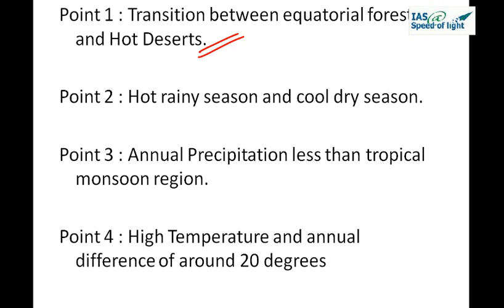The second point is that it has a hot rainy season and a cool dry season, very important, right? So there is rain in the summers and a cool dry season, that is, no rain in winters. 90% of the time we will see this same pattern, with no rain in the winters, because winter is a high pressure season, right? Normally we won't find any rain in the winters because it's a high pressure system. The air is going to descend and not rise up, and it rains in summers.